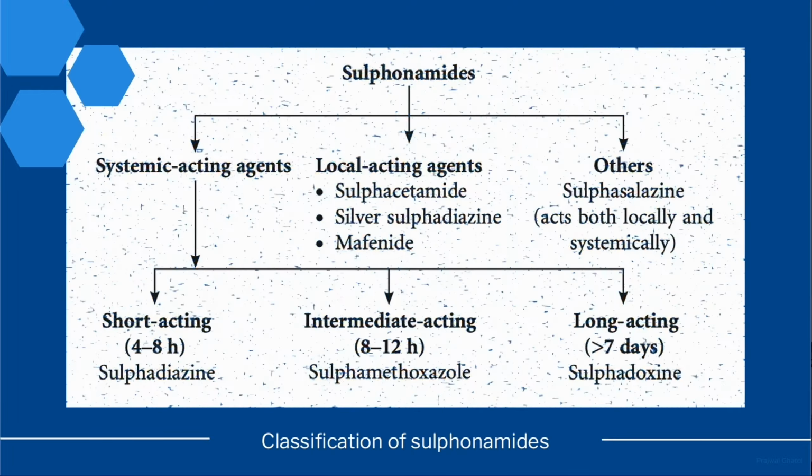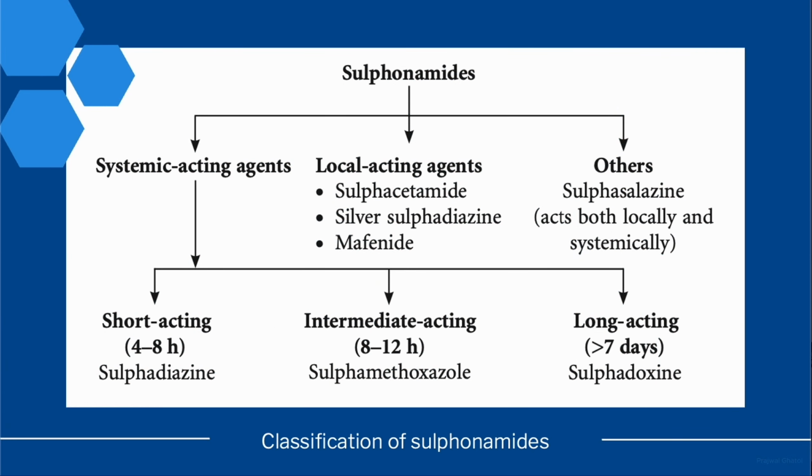Classification of sulfonamides. Sulfonamides include systemic acting agents, local acting agents, and others. The systemic acting include short acting agents like sulfadiazine, intermediate acting drugs like sulfamethoxazole, and long acting drugs like sulfadoxine. The local acting agents are sulfacetamide, silver sulfadiazine, and mafenide. Other drugs include sulfasalazine, which acts both locally and systemically.